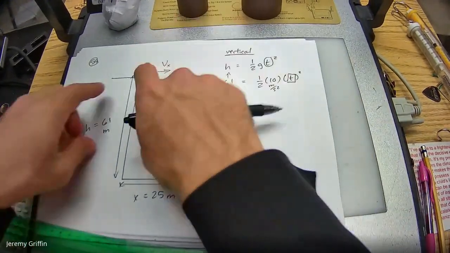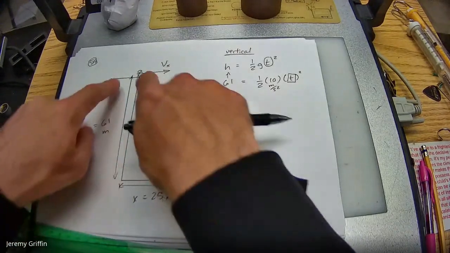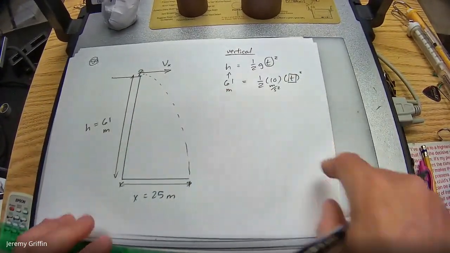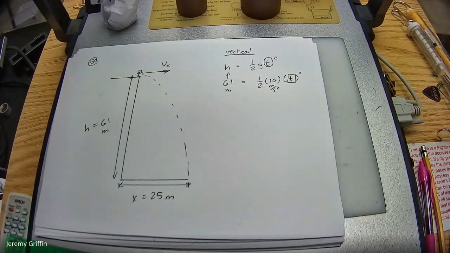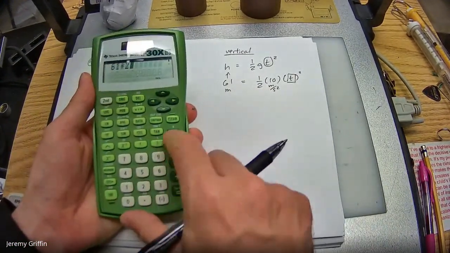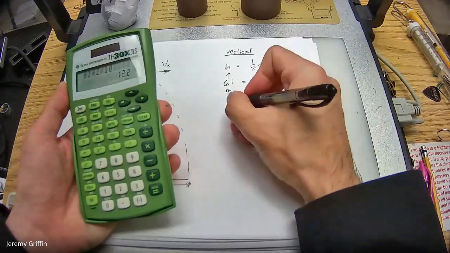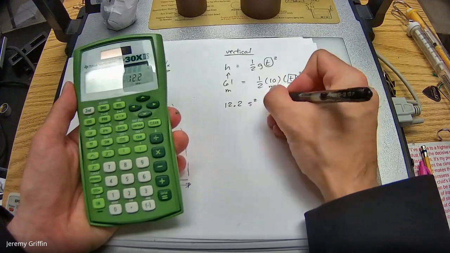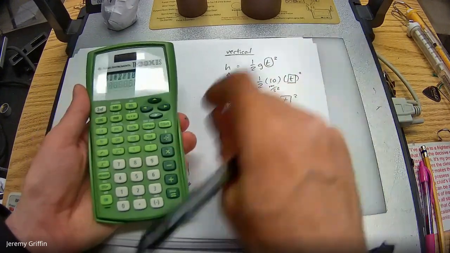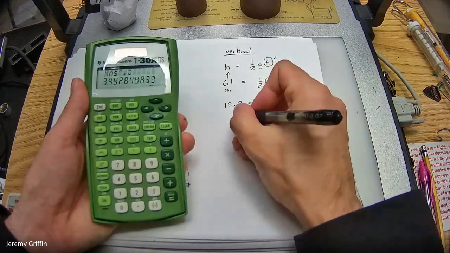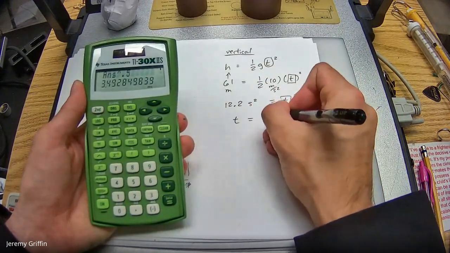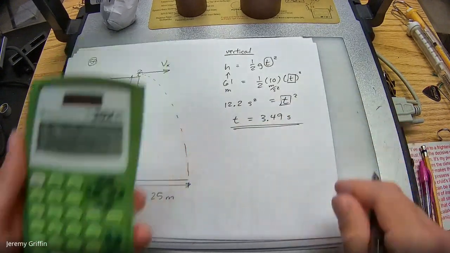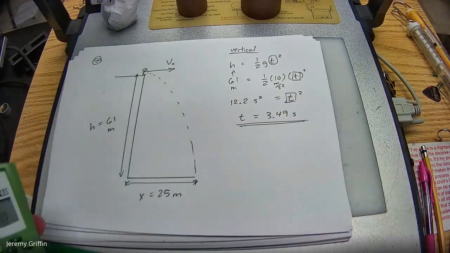Remember, if you drop something at the same time, they fall side by side. So cross multiply 2 divided by 10. What is 61 meters times 2 over 10? I'm looking at 12.2, and then the units also follow, so that would be square seconds. That's equal to t squared. Okay, square root both sides. Looks like you'll be falling for about 3.5 seconds. Yeehaw! I would not want to be falling. That would be a very long 3.5 seconds to be falling.